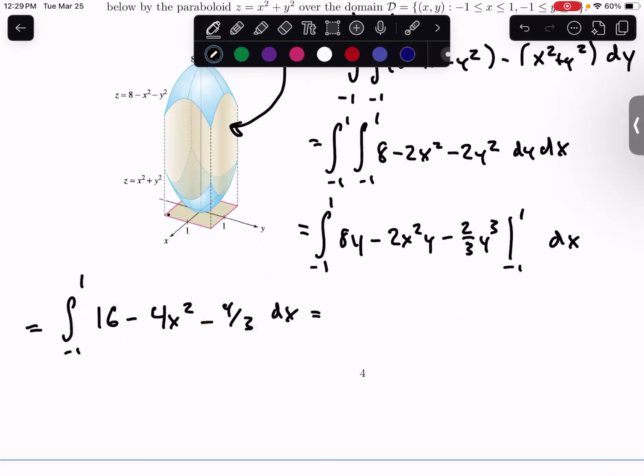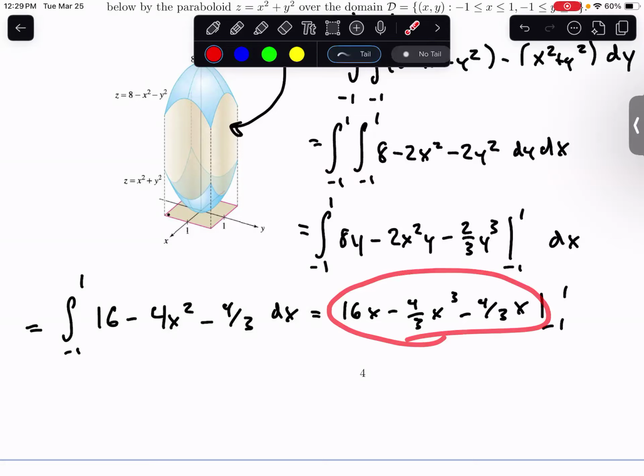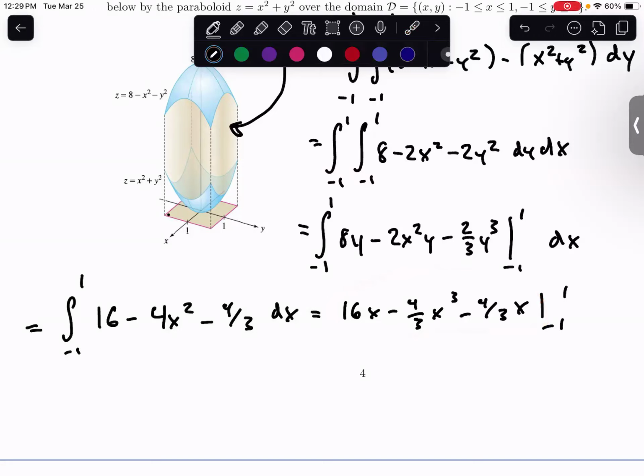And now you integrate with respect to x. So this is going to be 16x minus 4 over 3 x cubed minus 4 over 3 x evaluated from -1 to 1. And so you can plug in x is equal to 1, subtract by what you get when you plug in x is equal to -1. And this ends up giving you the number 26 and 2/3. So 26 and then 6 repeating.